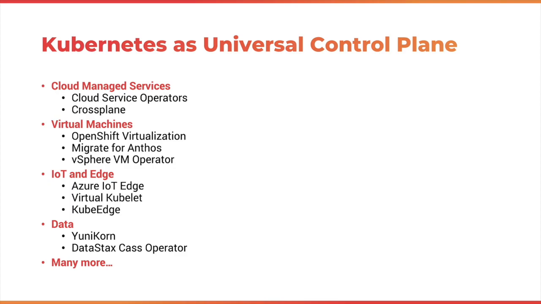Then we have virtual machines that are being managed by Kubernetes. Examples include OpenShift virtualization that uses KubeVirt, Migrate for Anthos that lets you deal with the lifecycle of VMs while migrating them into GKE to run as containerized workloads. And more recently, VMware has exposed Kubernetes API on top of vSphere, which will bring us the VM operator. So one kubectl command to deal with clusters, VMs, pods, and even external resources that are running outside of Kubernetes.